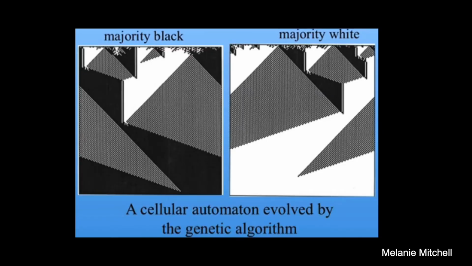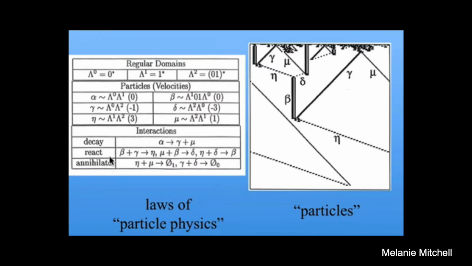Here's research done by Melanie Mitchell at the Santa Fe Institute. They used a genetic algorithm to evolve a cellular automaton that can tell you if the starting rows of cells have majority black or majority white cells. The rule of this cellular automaton gives rise to what looks like particles, stable structures that interact with each other, and they could derive some laws about their behavior. Stable interacting structures make computation possible.